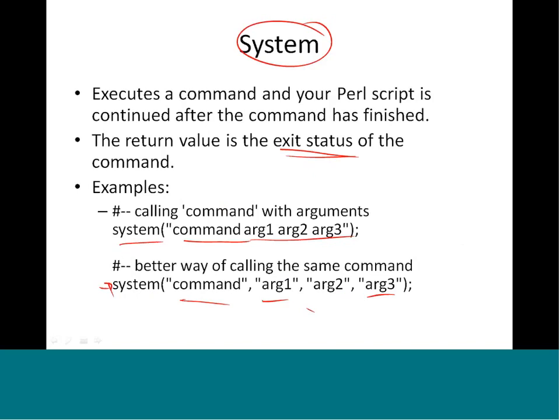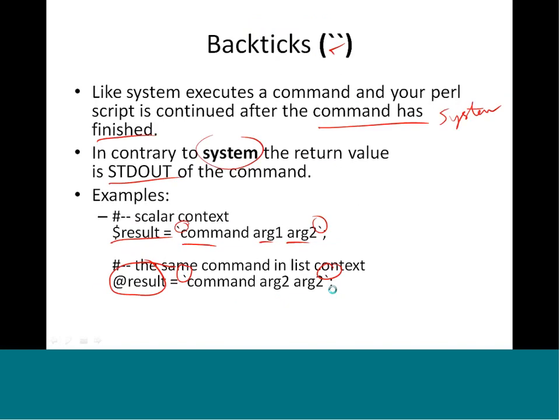The system specification is that it executes the command, but it continues from where it left off, until the Perl script itself is finished. But the return code is actually the exit status of the command. It's not the output of the command, just the exit status. It's true or false. So you have to use it with a pinch of salt here. If you don't want any output from the command to be further processed, then you can use a system call. And then finally, the backtick.